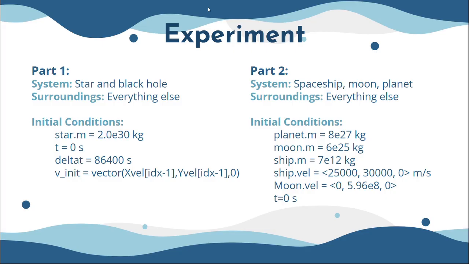The initial conditions of the star's x and y positions are generated based on a seed, which is my Georgia Tech unit. For the second part, I calculated the necessary gravitational forces using Newton's second law to predict the motion of the moon and the spaceship. The system consists of the spaceship, moon, and the planet. The surroundings are everything else. For the initial conditions, the ship velocity influences the resulting orbit of the ship, and it's a key variable that was adjusted to try to achieve a figure 8 orbit.